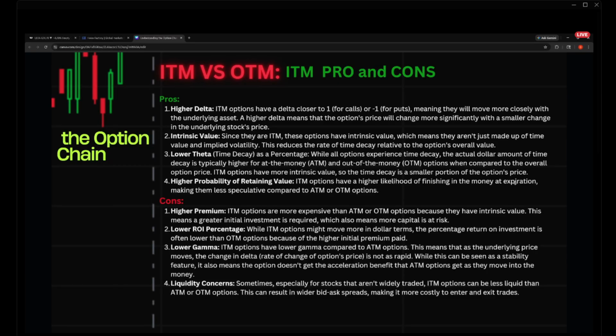Liquidity concerns: sometimes, especially for stocks that aren't widely traded, in the money options could be less liquid than at the money or out of the money options, right? Because think about it, a lot of the option market is just traders buying and selling these contracts, not utilizing them. A lot of institutions do that. So when you're trading MasterCard or something like that, and your contract goes $10 deep in the money, you can actually have a hard time getting rid of that contract. So if I get assigned while I'm in the money, but I don't have the amount in my account, what happens? You're cooked.